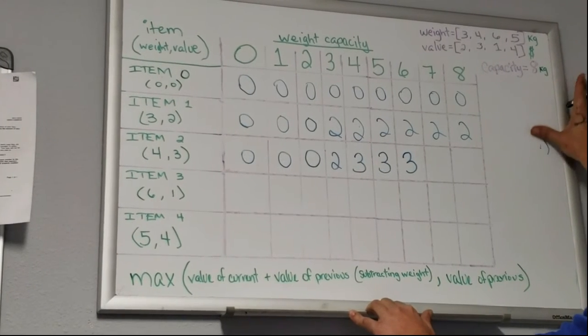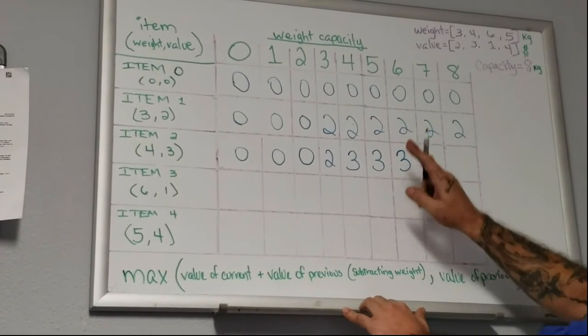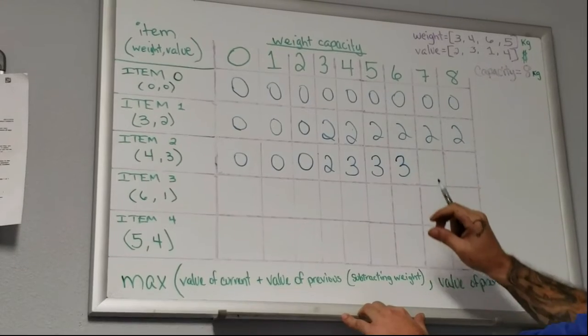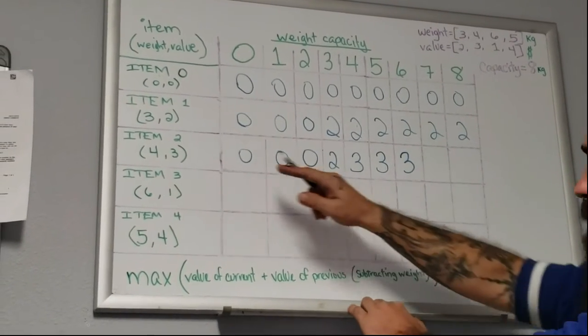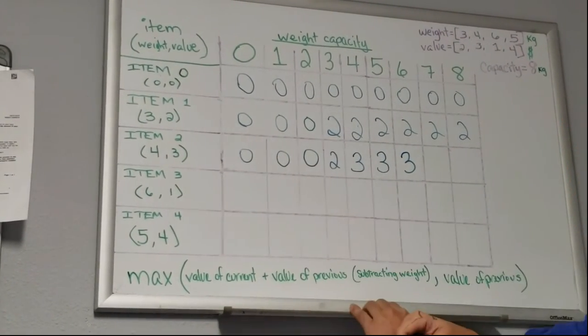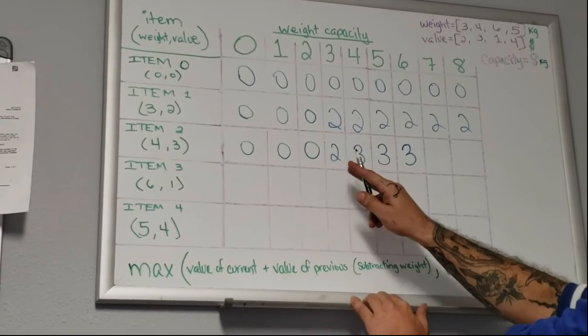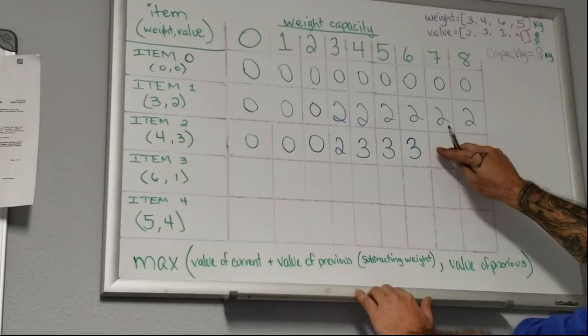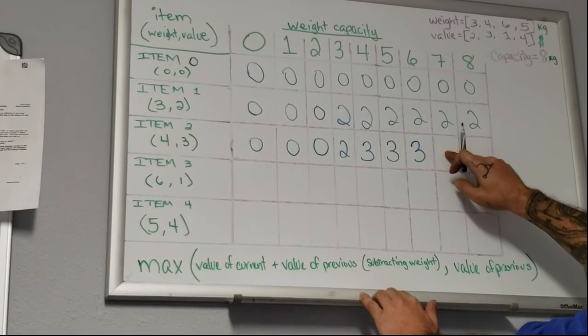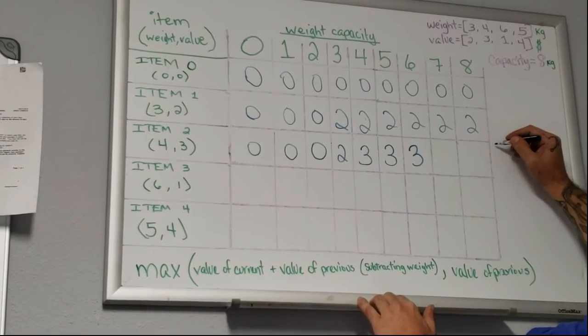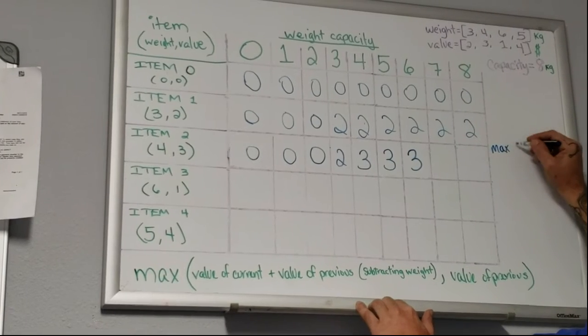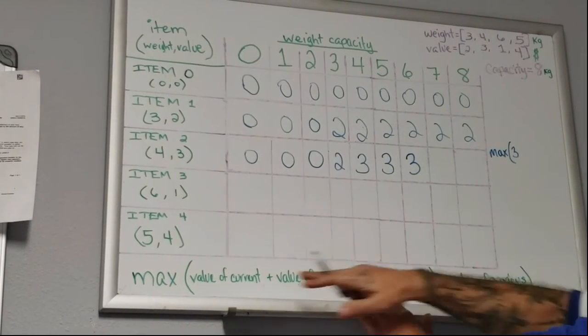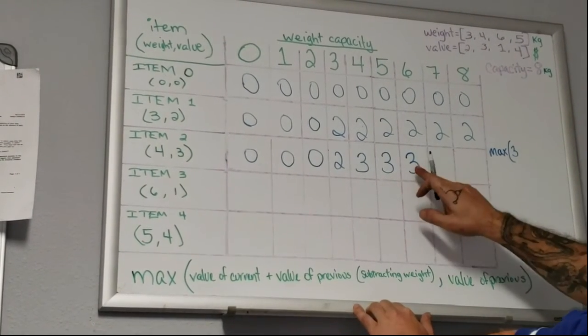Okay, now things will get interesting again here, because now with a weight capacity of 7 kilograms, we're able to fit item 1 and 2. So let's see how this will work. We refer to this cell, and let's write this into our function so we don't forget. So we have a value of the current, which is 3.